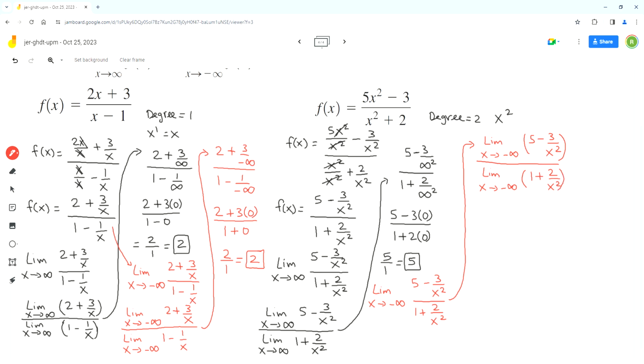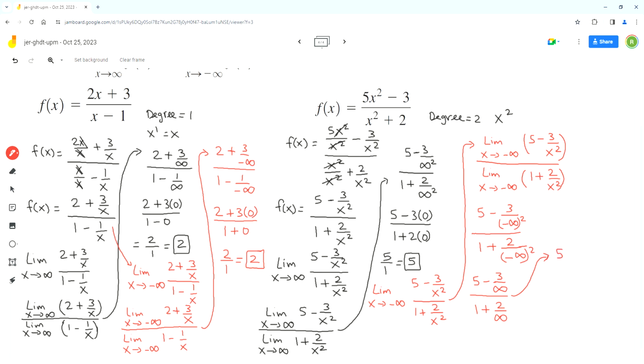Now we can apply the limit. So 5 minus 3 over negative infinity squared over 1 plus 2 over negative infinity squared. Now negative infinity squared will just become positive infinity. So 5 minus 3 over infinity over 1 plus 2 over infinity. And then we can change the infinity in the denominator to just 0.